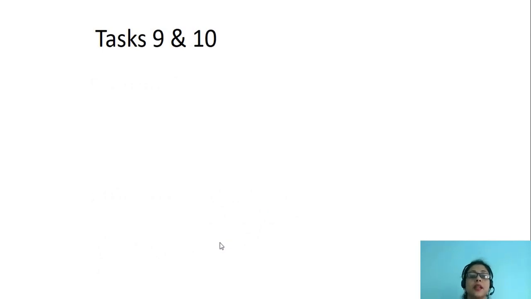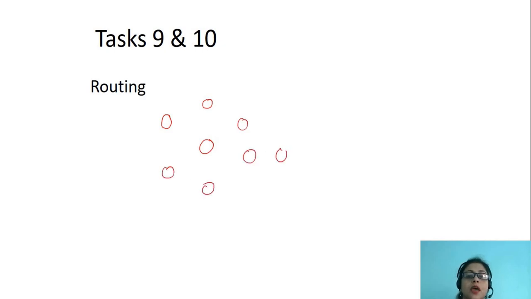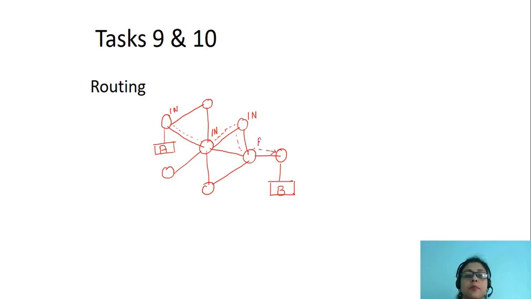Let us now understand task number 9 and 10. Task 9 is routing. Let's say we have a network consisting of a large number of nodes connected through links like this. Now there is an end station B and also an end station A. When end station A wants to send a packet to end station B, these are all the intermediate nodes. Their responsibility is to pass the data following a definite path. So A can take this path and reach B. So this is path number 1.